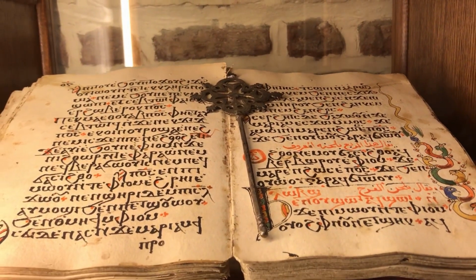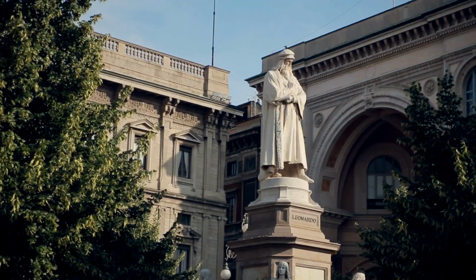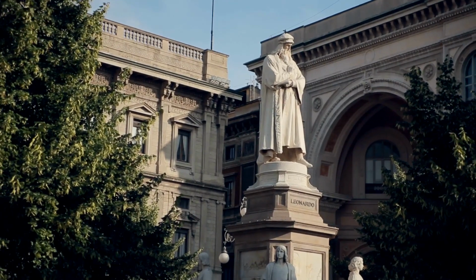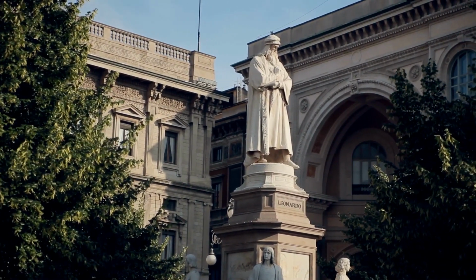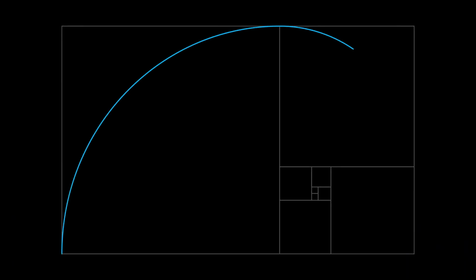Origins of the Fibonacci Spiral. The Fibonacci sequence was introduced to the Western world in the 13th century by Italian mathematician Leonardo of Pisa, known as Fibonacci. The sequence is simple yet profound: 0, 1, 1, 2, 3, 5, 8, 13, 21, 34, and so on. Each number the sum of the two before it.